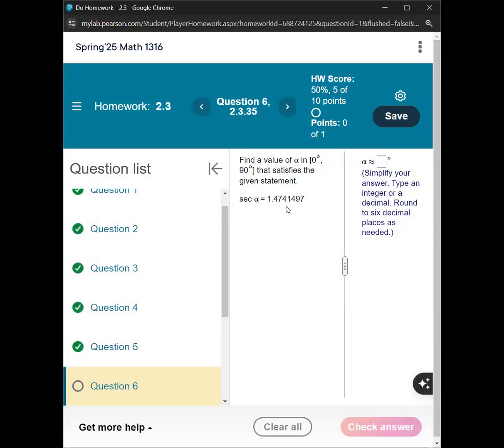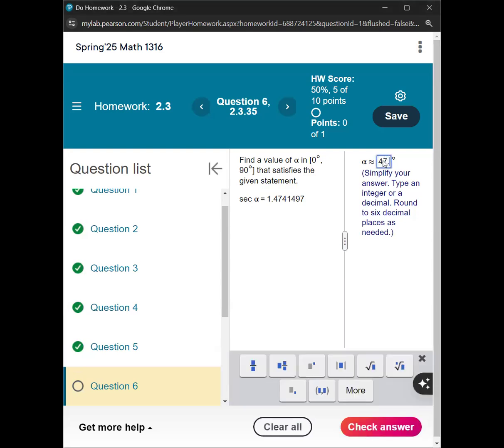We have the secant alpha and we're looking for the alpha. So basically, what must be the angle if its secant value is equal to this decimal number here? The function on the calculator that I need to type will be inverse secant, or secant to the -1 power. And the value given to me is 1.4741497. The answer will be 47.284601.